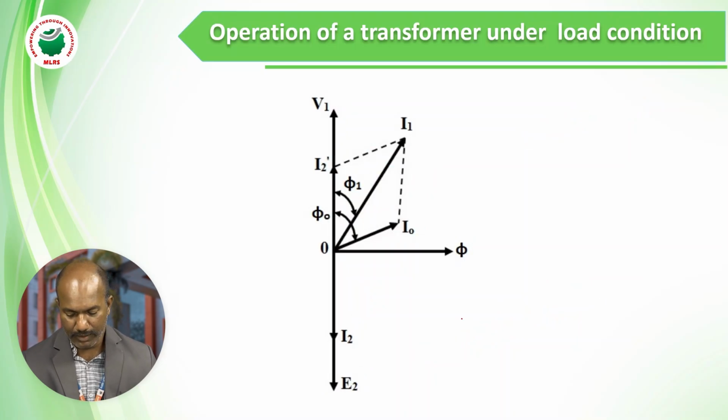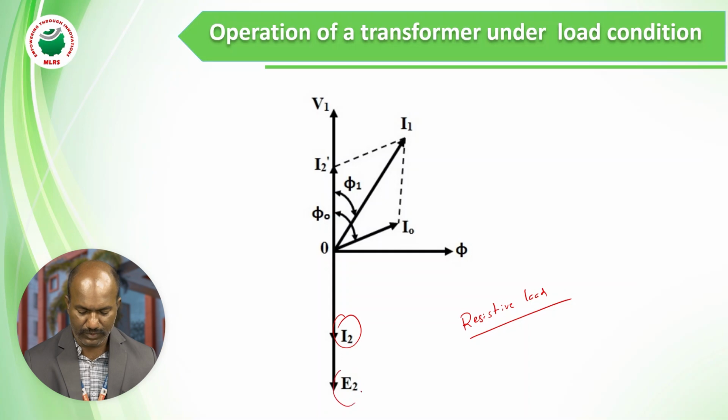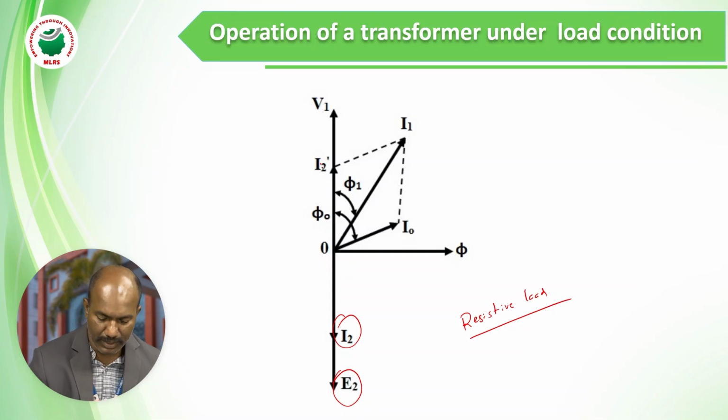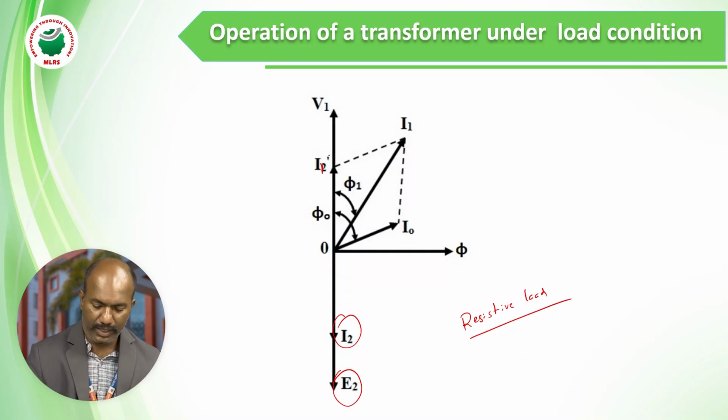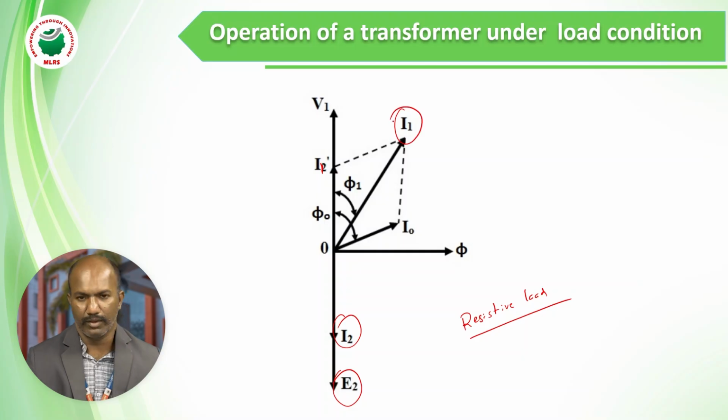Now here I have taken a resistive load. This is the phasor diagram for the resistive load. We know that in a resistive load, voltage and current are in phase. So I2 is in phase with the induced EMF in the secondary winding. So where do I have to draw I1 dash? I1 dash is exactly opposite to I2. Now the phasor sum of I0 and I1 dash is again I1, that is the total primary winding current.